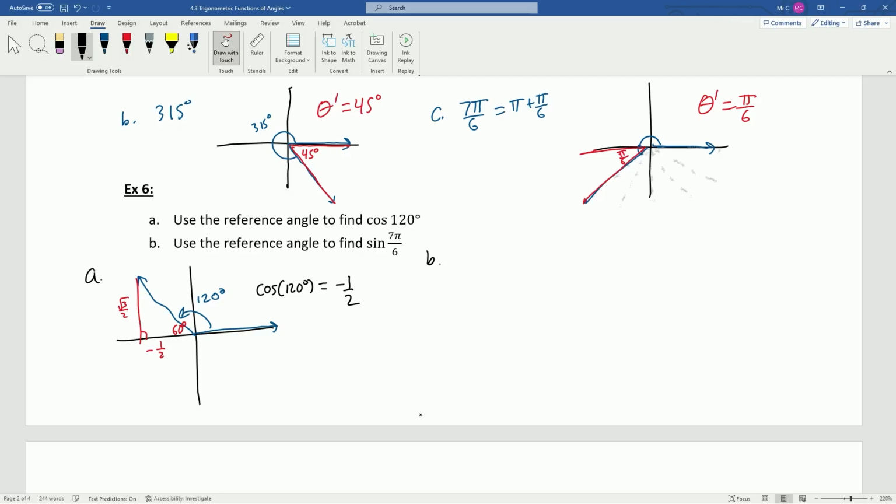And then for b, we're going to do the same exact thing, right? We're going to draw 7 pi over 6. We already saw that 7 pi over 6 is pi plus pi over 6. So we're going to go pi and draw another pi over 6. And across from pi over 6, I should always get 1/2. And the other side should always be the square root of 3 over 2. But the x value is negative here, and the y value is negative. And so sine of 7 pi over 6 is negative 1/2, the y value.